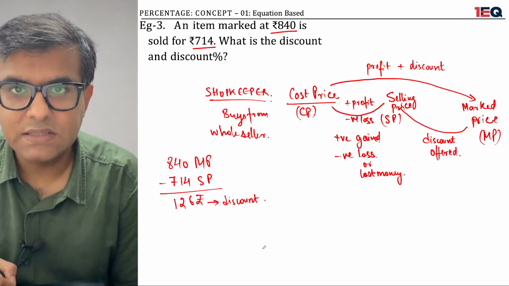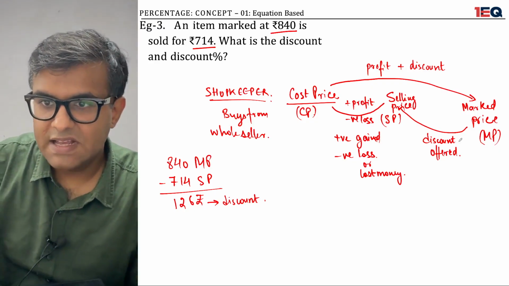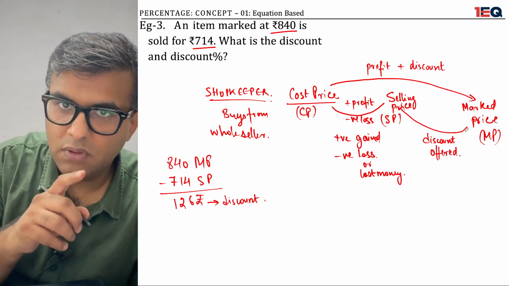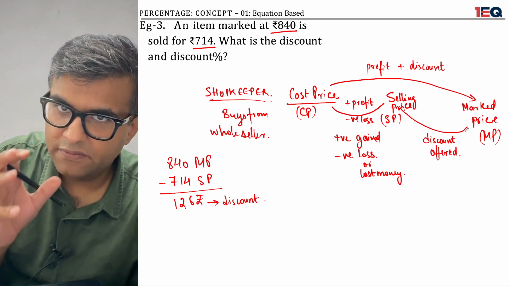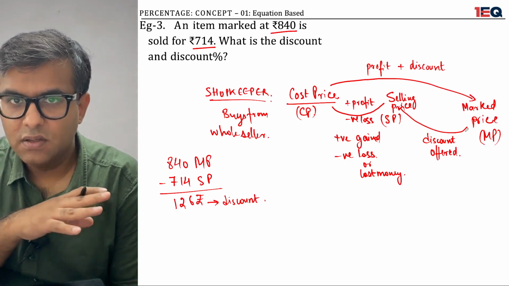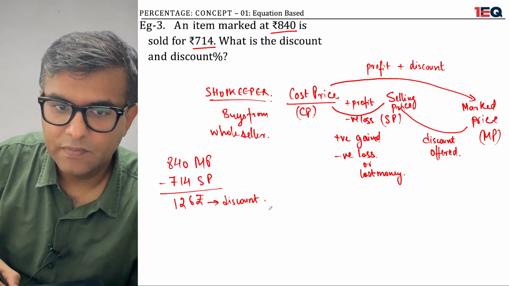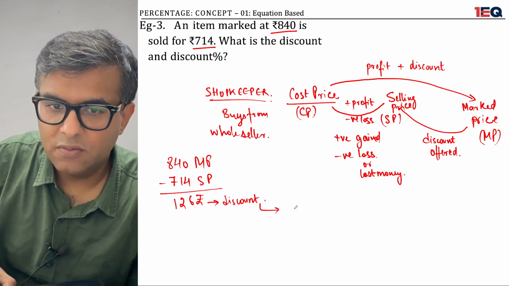It is also asking for the discount in terms of percentage. As I've told you here, the discount is already focusing on the mark price. It is not going towards the selling price. Okay, so the discount is always focused on the mark price. So I wish to take out the discount percentage.